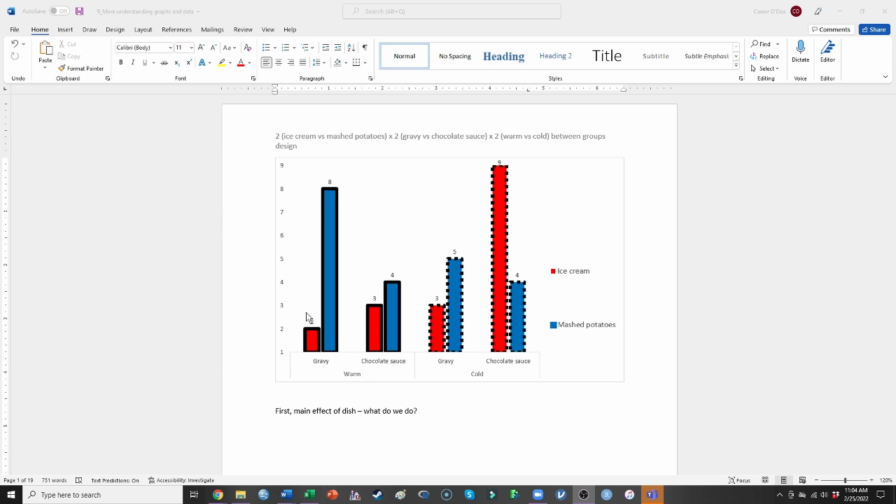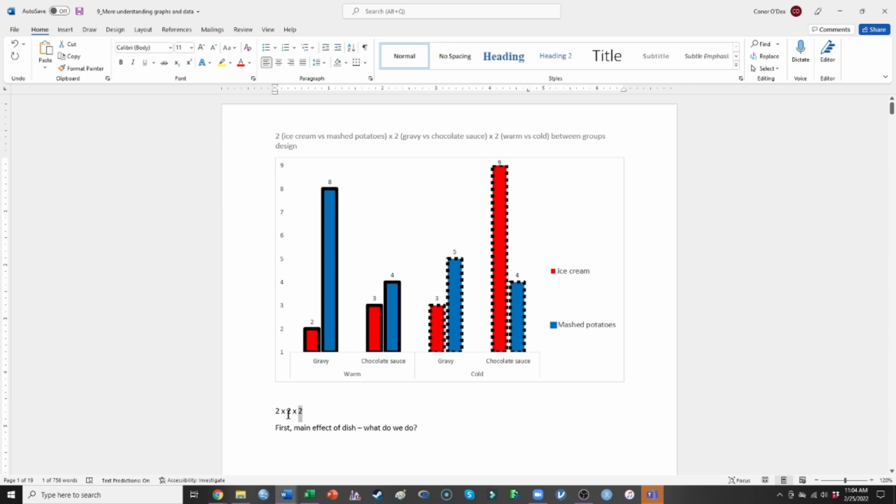So here in this first graph, the design of this study would actually be what's called a 2 by 2 by 2 design. The first independent variable is ice cream or mashed potatoes, so that has two levels. The second one is gravy versus chocolate sauce. That also has two levels. And then we've got warm versus cold temperatures.